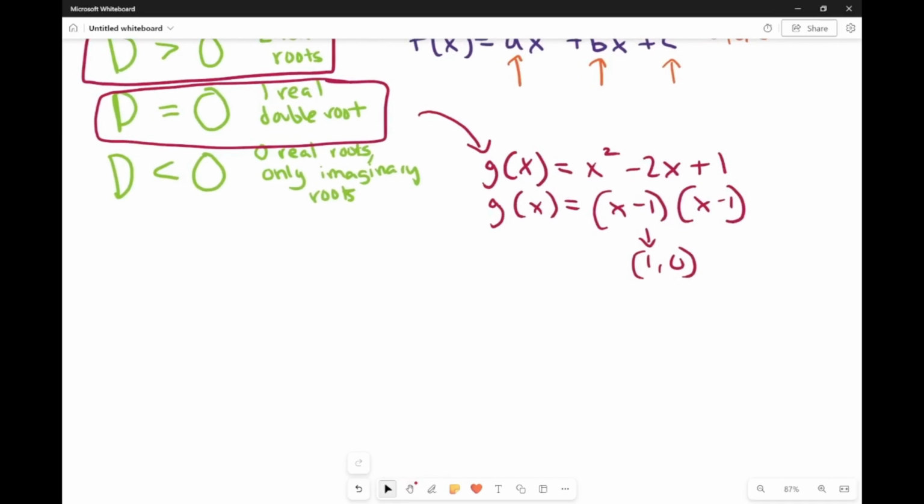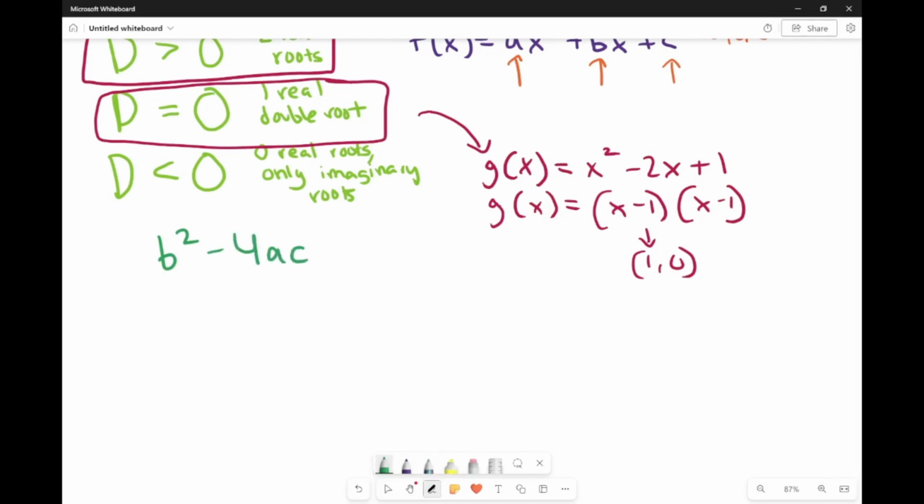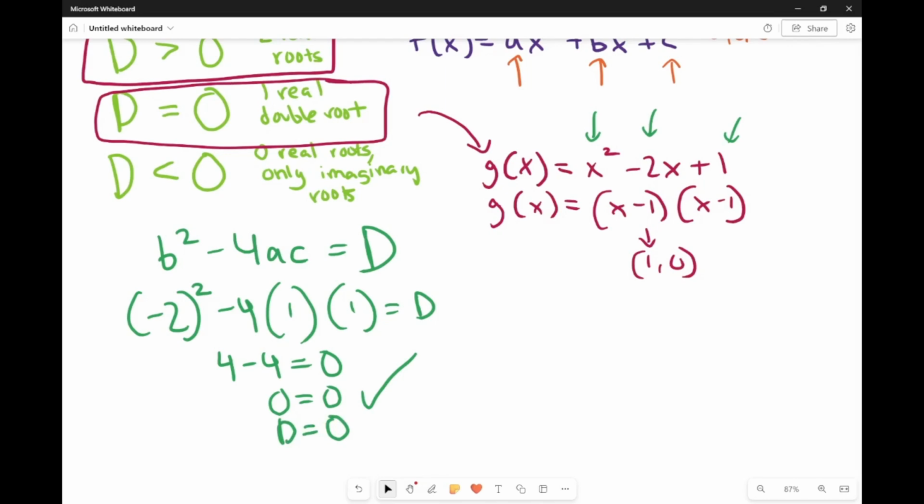Now, let's see how b squared minus 4ac works out here. Let's see how that discriminant we're talking about looks here. So I'll write it down over here just for your sake of understanding. b squared minus 4ac is equal to d. So let's plug it in. b squared, b is negative 2, minus 4, a is equal to 1 here, and c is also equal to 1, equals d. And we get 4 minus 4 is equal to 0. Bam. And that means d equals 0.